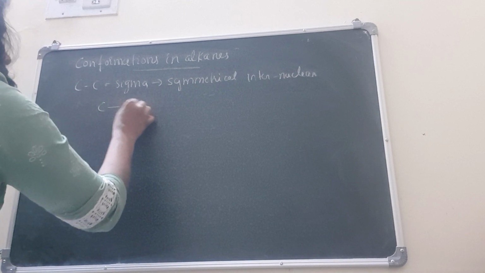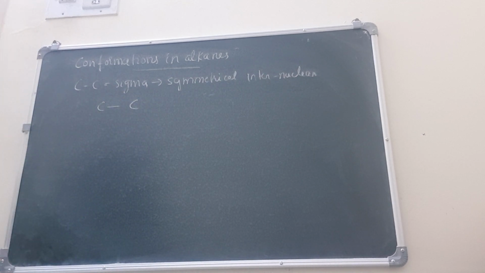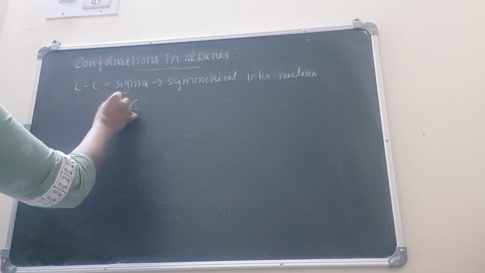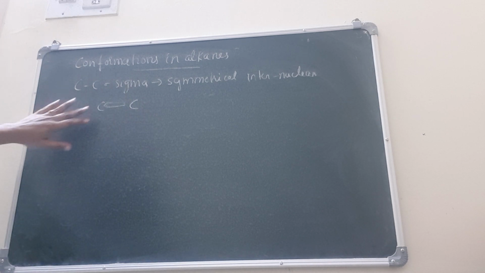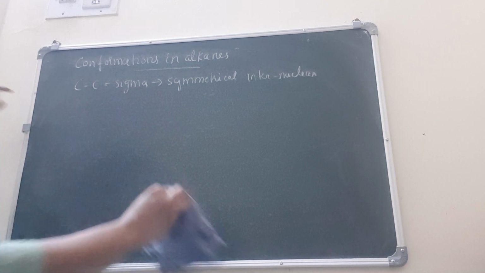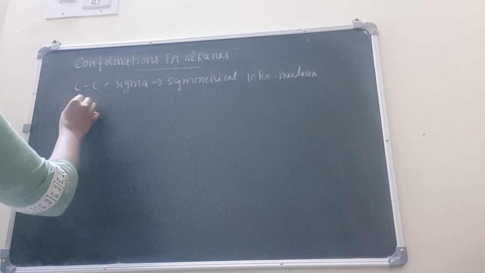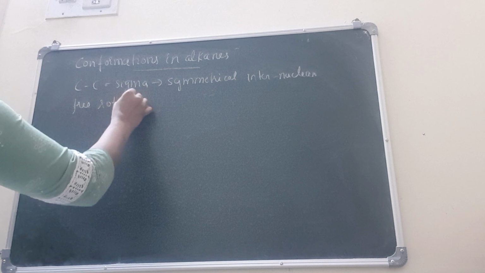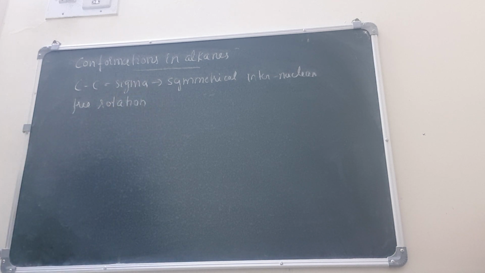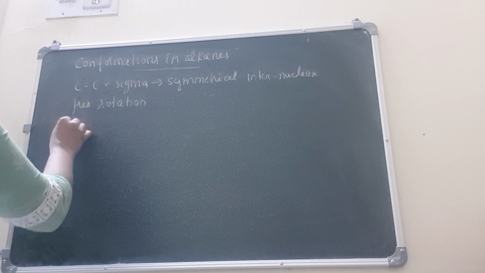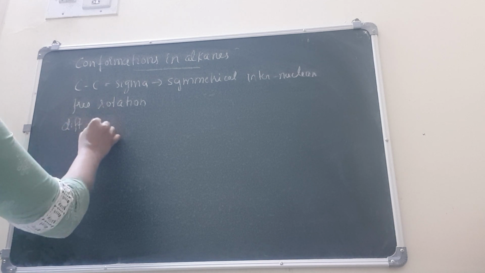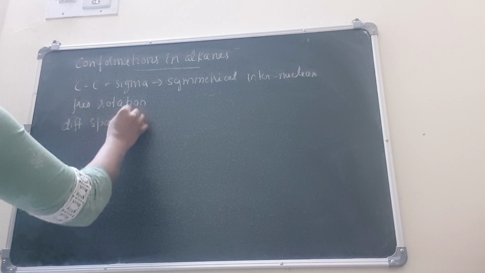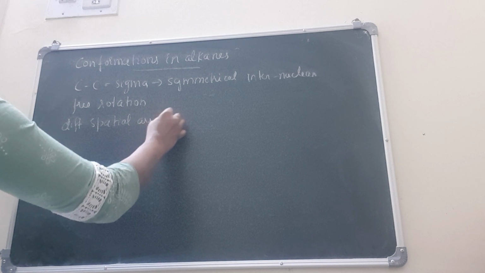These are the two nuclei. If you have two carbon atoms, that is ethane, this bond is symmetrical about the internuclear axis, and because of this it allows free rotation. Because it is symmetrical, there is possibility for free rotation. It allows for free rotation, and because of it, it results in the formation of different spatial arrangements. Now what is the meaning of this?